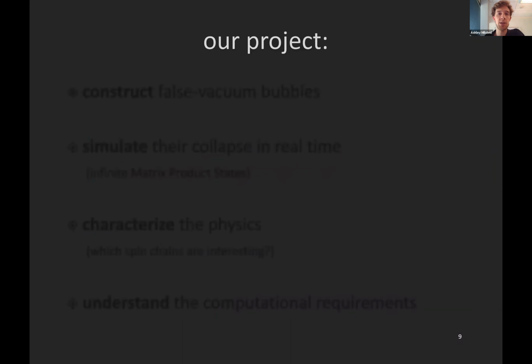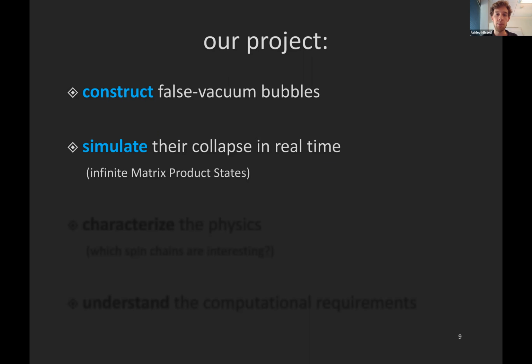So the project that we took on is to figure out how to, in the spin chain scenario, construct bubbles of false vacuum. So construct an initial state for a bubble of the false vacuum, and then simulate the collapse of this bubble in real time. And to do this, we're using infinite matrix product states to avoid boundary effects complicating things.